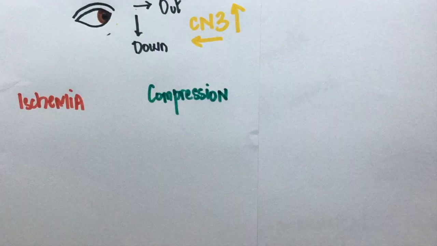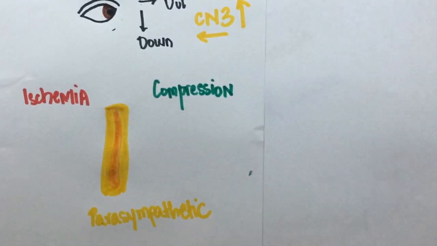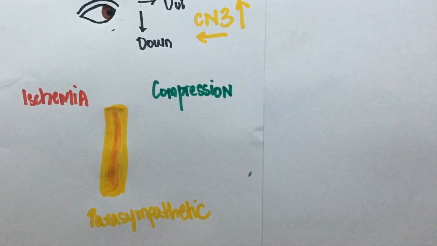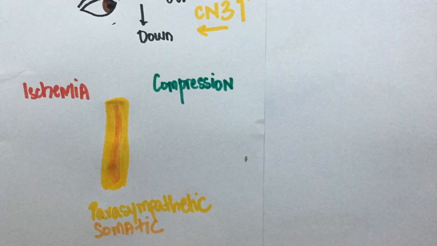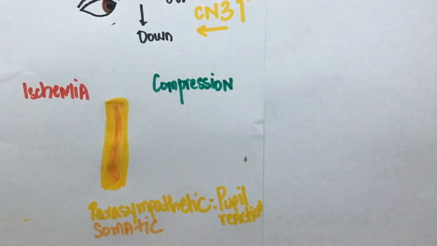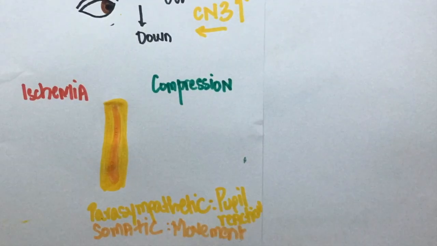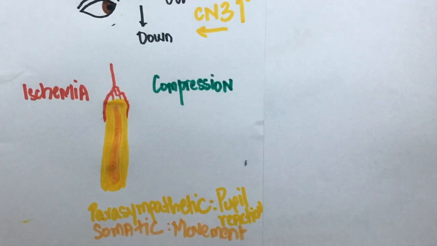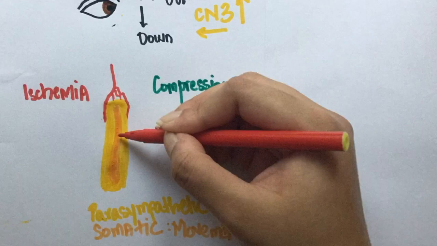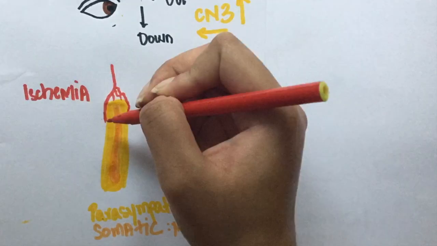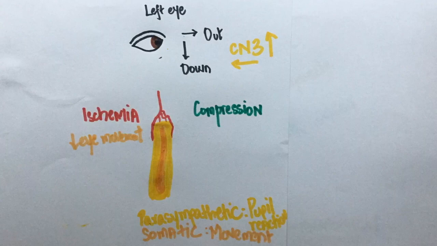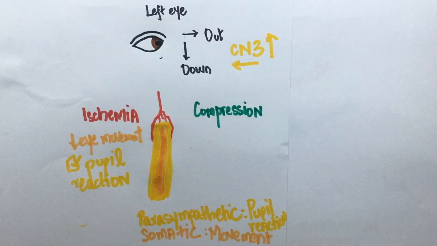The part responsible for parasympathetic function of CN3 is on the periphery, while the somatic function of CN3 is controlled by the central part of the nerve. The parasympathetic part is responsible for the pupillary reaction, and the central part is responsible for eye movement. When there is an infarction, the central part is more likely to be affected as compared to the periphery. So, somatic function of CN3 will be lost, but the parasympathetic part of this nerve will still function. Hence, eye movement is lost, but pupillary reaction is intact in case of ischemia or infarct.